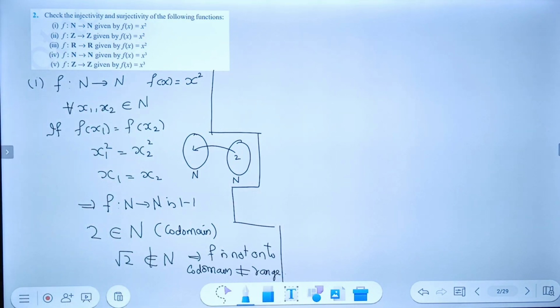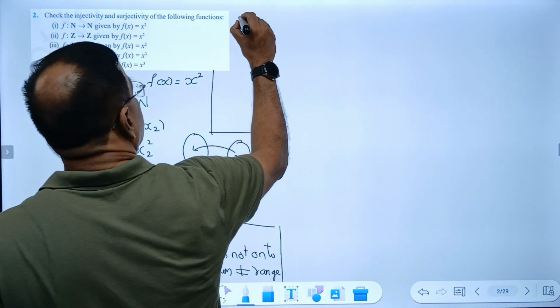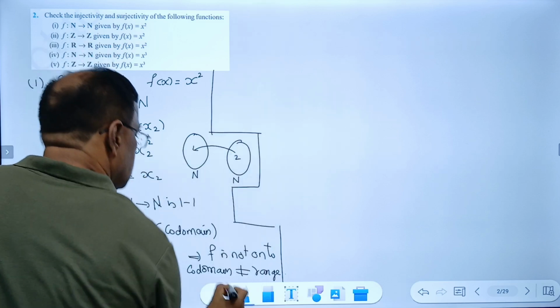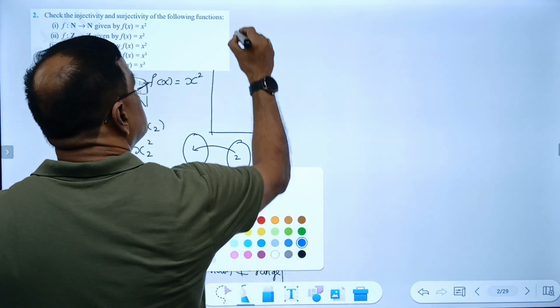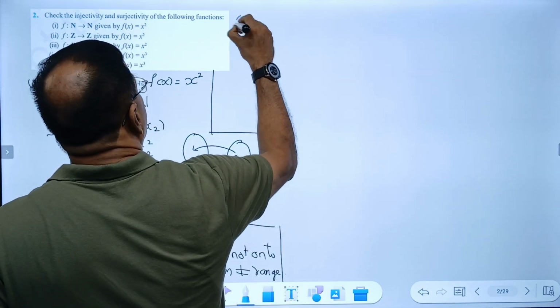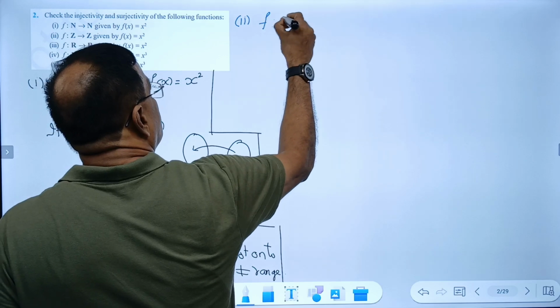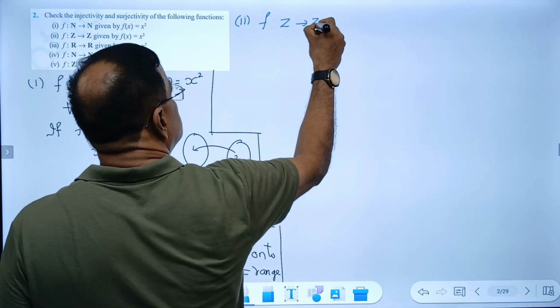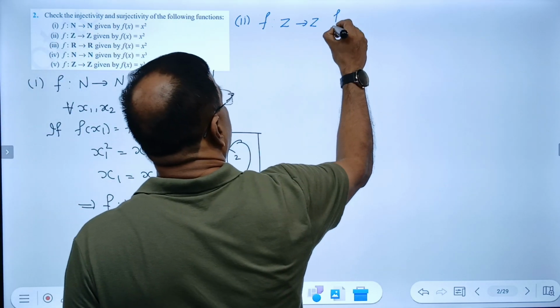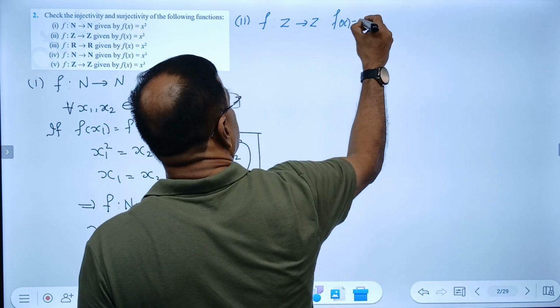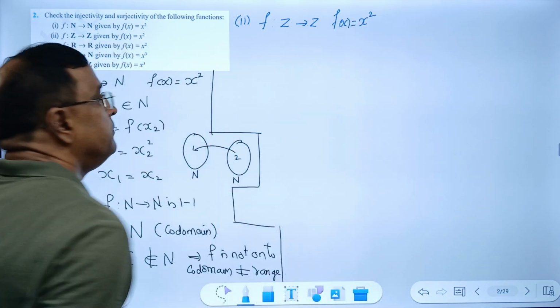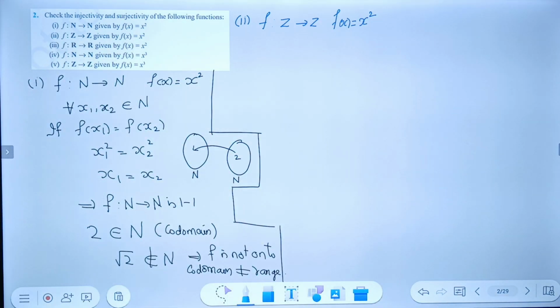That finishes this part. Now let's go to the second question. Second subdivision. What is my second subdivision? The function is the same, but it is from Z to Z, integers to integers, defined as f of x equal to x square. Now we have to check whether this is one-to-one and onto.